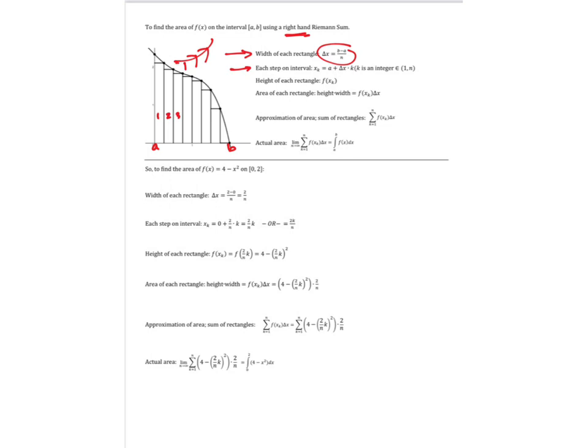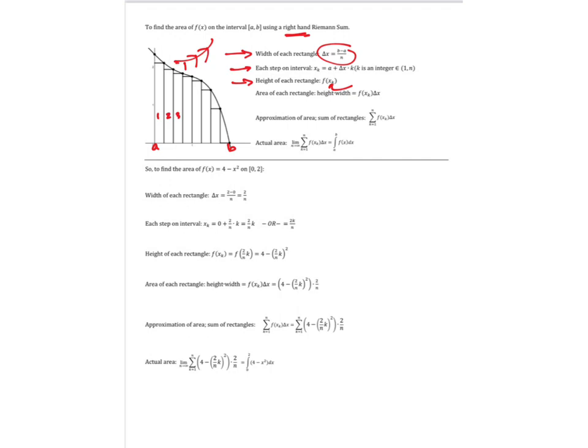Okay. The next thing that I have to consider is then what is the height of each rectangle? And this is the input-output thing. So depending on which particular rectangle I'm talking about, that's this x sub k business. Then I input that into the function, and I will know the height of that rectangle at that place. Okay, that's f of x sub k.